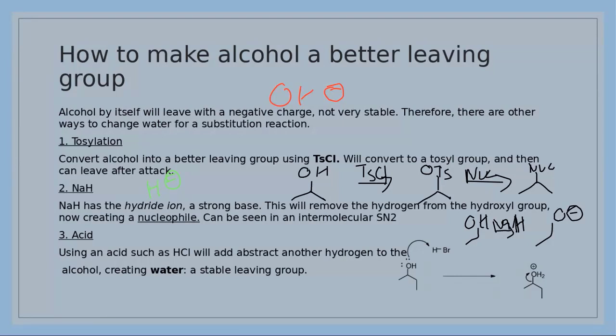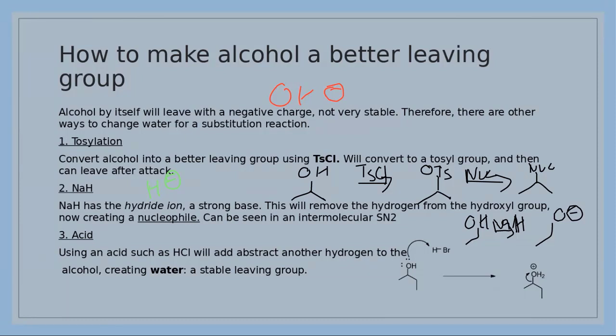And now the last thing is we can use an acid to turn OH into water, which is a good leaving group. Using an acid such as HCl or HBr, the alcohol is going to abstract the hydrogen from the acid to create water, which is a stable leaving group.